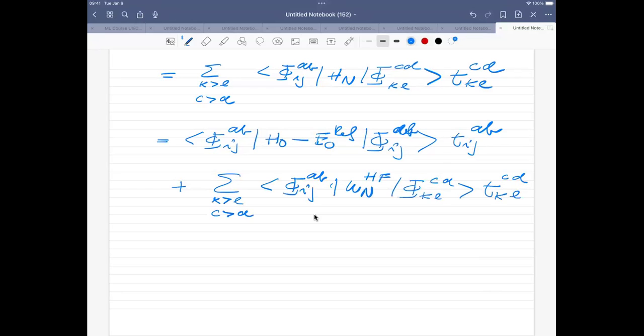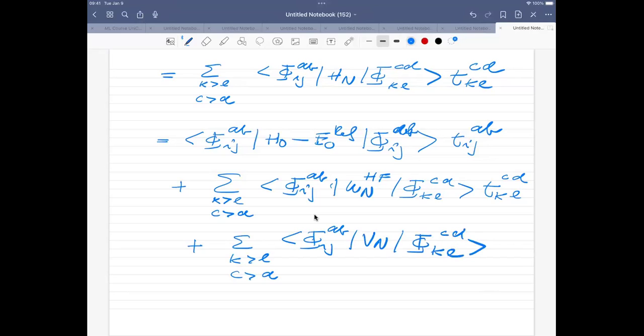And finally, we have a last term of K larger than L, C larger than D here. And then I have my phi ij AB of V of N. This is a two-body interaction, normal ordered with respect to the new vacuum of CD, and this is again multiplied with TKL of CD. Now, if I look at the term which we have here, this is simply going to give us the single particle energies. And that's a pretty simple term.